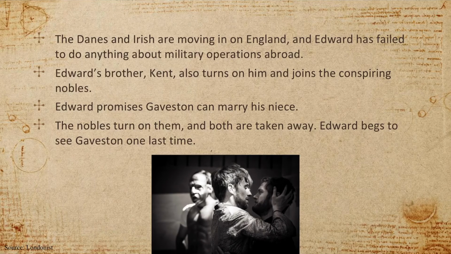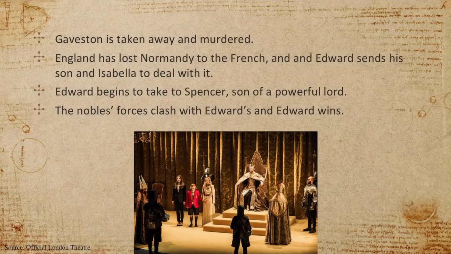The Danes and the Irish are moving in on England, and Edward II has failed to do anything about military operations abroad. Indeed, he's very much distracted with respect to these internal affairs and his affections for Gaveston. Edward's brother Kent also turns on him and he joins the conspiring nobles. Edward promises Gaveston that he can marry his niece. However, the nobles then turn on them and both are taken away. Edward begs to see Gaveston one last time.